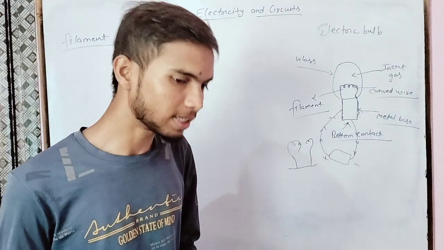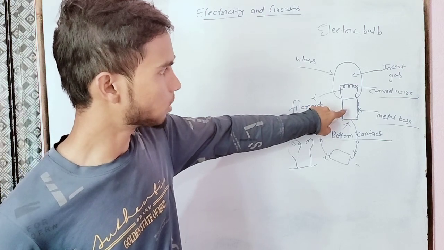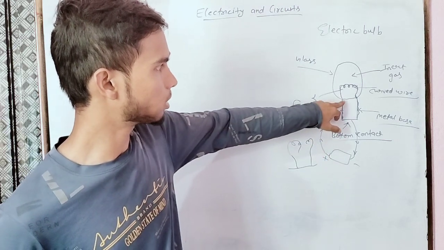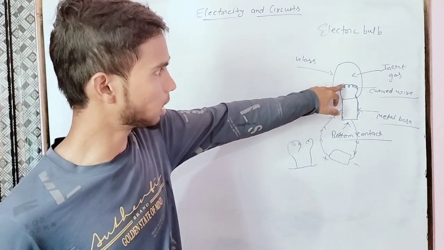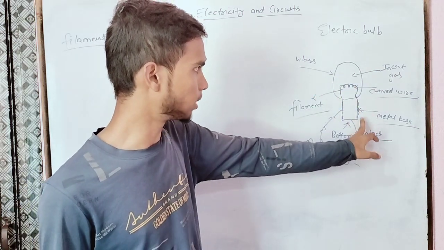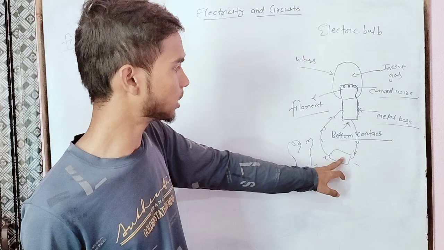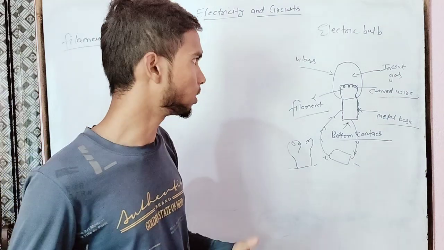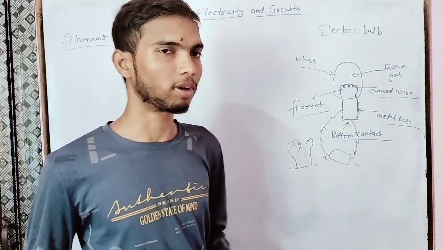So here you can observe, electricity should flow from this terminal. Electricity should flow in that way, and then it will go to the filament, then it will cover all the filament's curved wire, then it will come to this side, then it will come to the negative terminal of the electric device. So of course electricity will pass through the filament, then the bulb will glow.